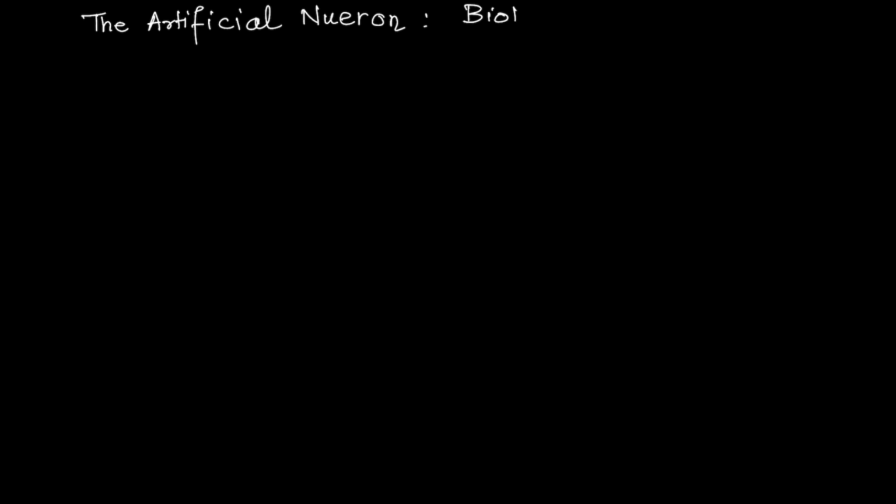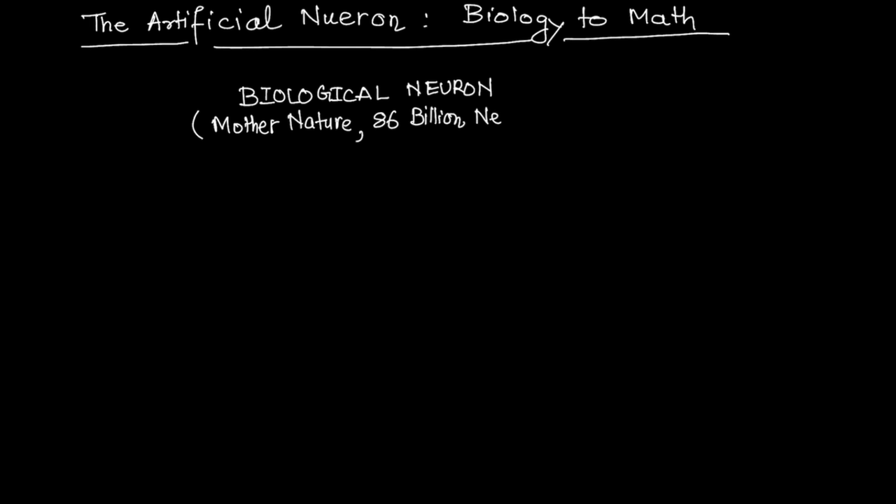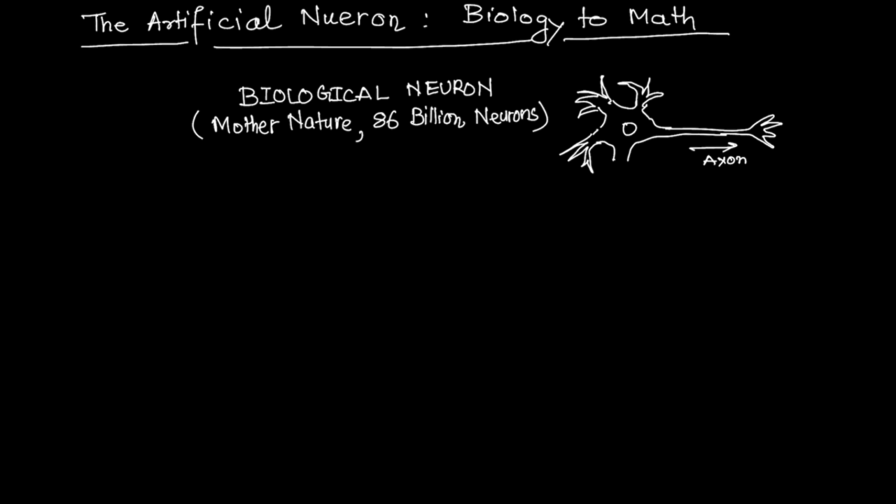Let's dive in. To understand the artificial neuron, we first have to respect the original architect, Mother Nature. Your brain is a massive parallel processor made of approximately 86 billion neurons. That is a staggering number. But if you isolate just one of those neurons, the mechanism is actually surprisingly understandable. It's not performing complex calculus. It's performing a simple aggregation of signals.